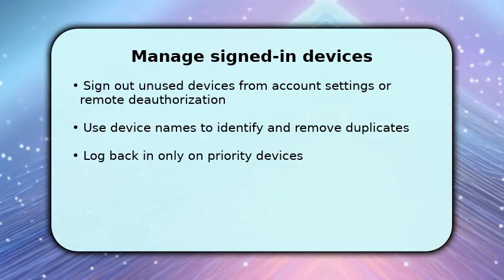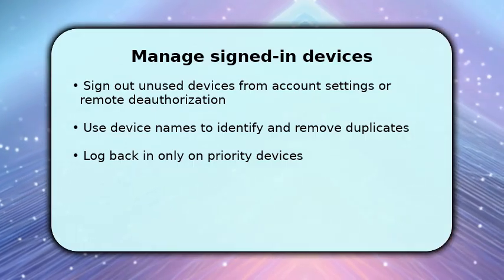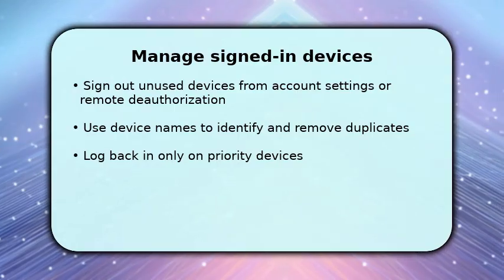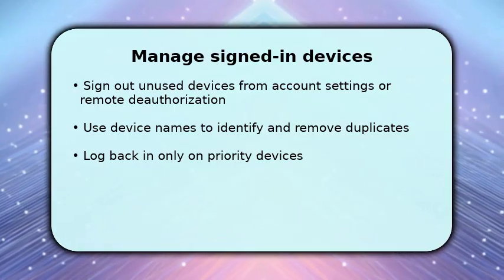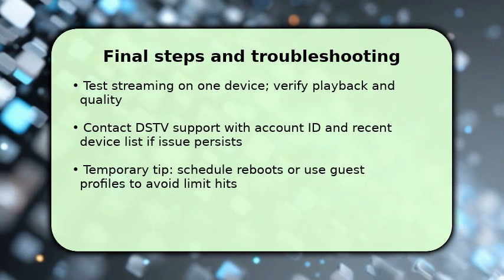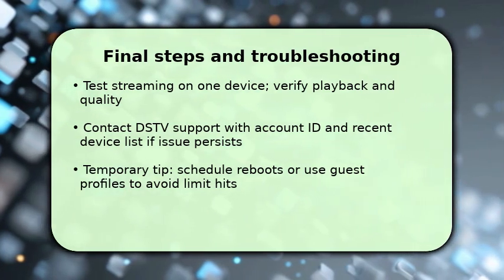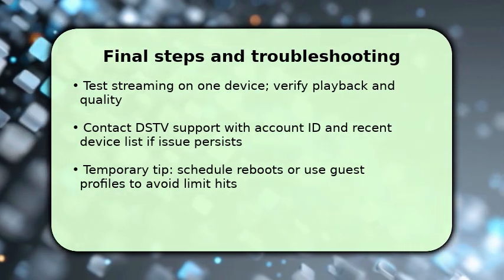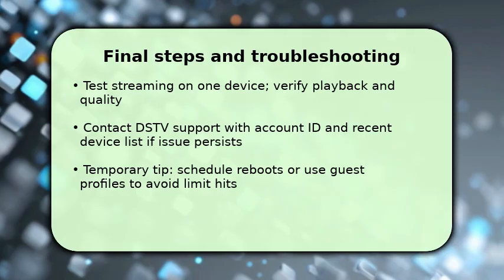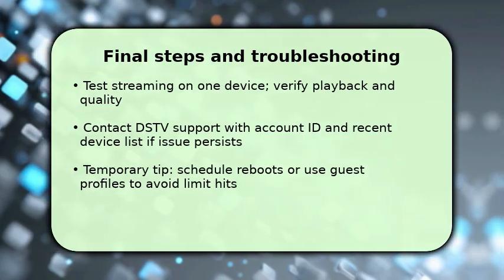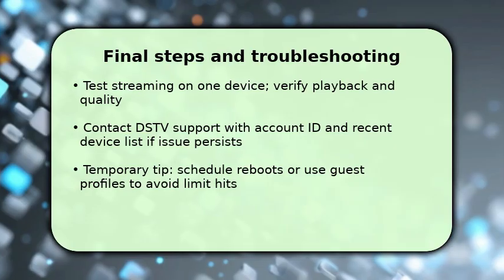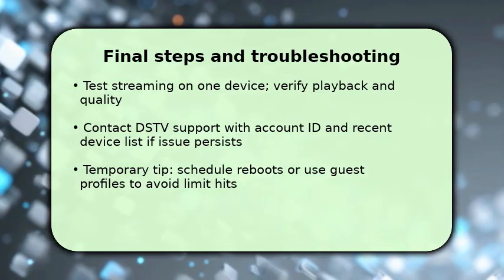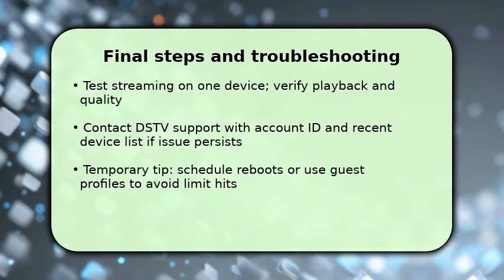Once cleaned up, sign back in only on the devices you need most, and make sure automatic reconnects are disabled on guest devices. You finish by testing streaming on a single prioritized device to confirm the limit is cleared and playback is stable. If playback still shows streaming limit reached, collect your account ID, the list of recently signed-in devices, timestamps, and any error messages.